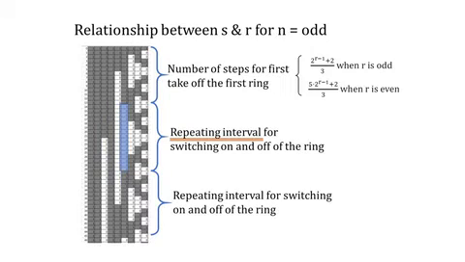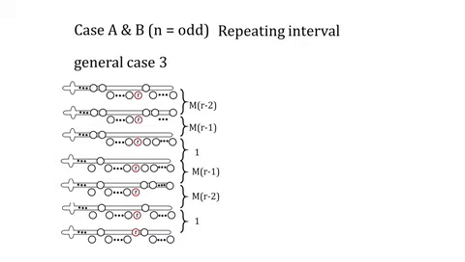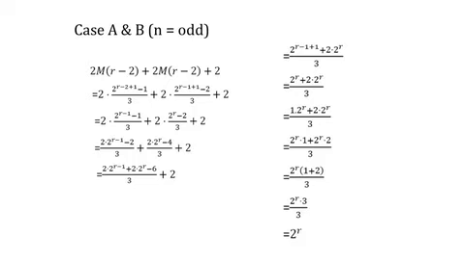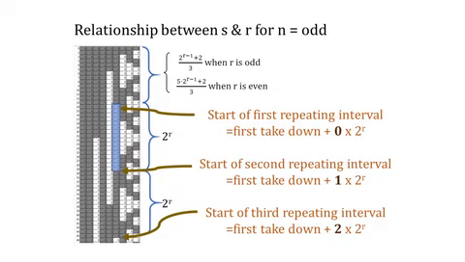So now we have found the formula of the first tick of the ring, and now we are going to find the repeating interval. It is the general case of repeating interval of n is equal to odd. Now we have found the 3 cases of it. This is the 2 to the power r is the repeating interval. Hence, we have found the first tick of the ring and the repeating interval. So we can think that the first repeating interval is equal to the first tick down plus 0 times 2 to the power r, and the second repeating interval will be the first tick down plus 1 times the 2 to the power r.